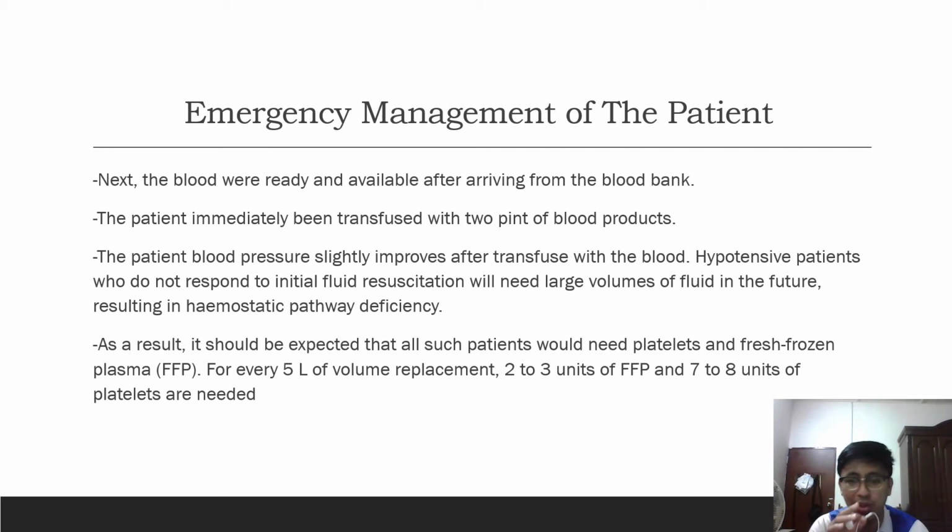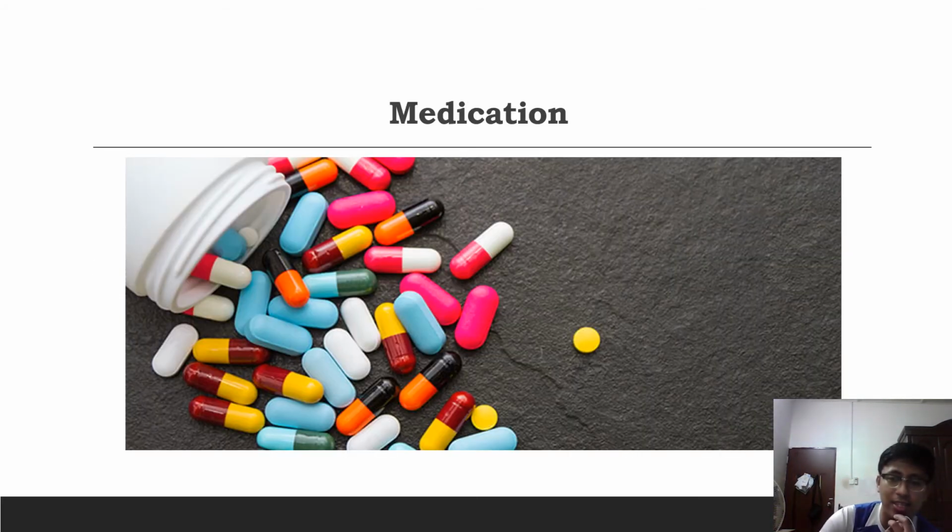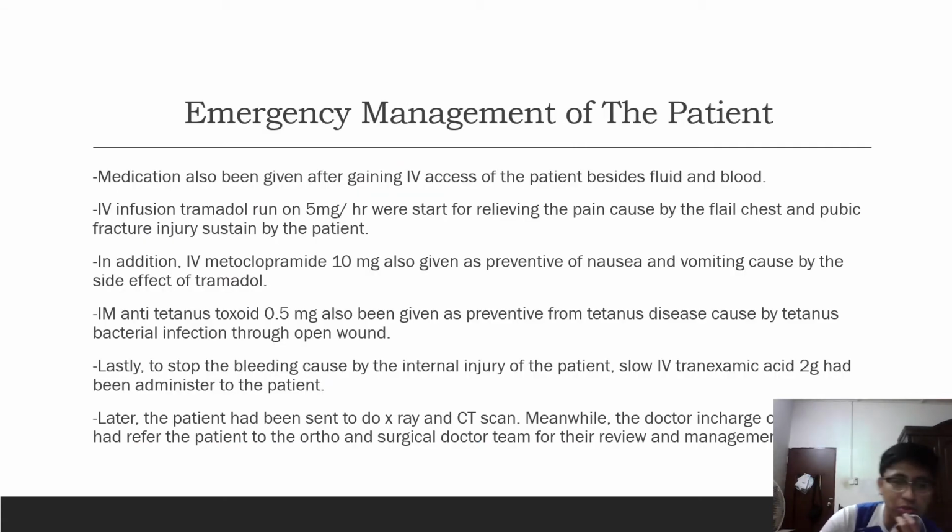2 to 3 units of FP and 7 to 8 units of platelets are needed in the trauma patient. Next is the medication given to the patient. The medication is also given after gaining IV access, besides fluid and blood. An IV infusion of tramadol run at 5 mg per hour will start for relieving the pain caused by the flail chest and pelvic fracture injury sustained by the patient.